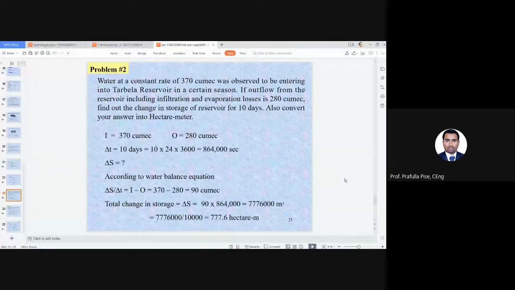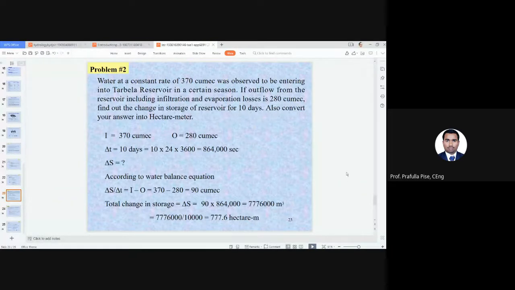Now we know I, which is 370 cubic. So I is here the input, and O is the output, which is 280 cubic. I for inflow, O for outflow, or you can say input and output. Now delta T is the time difference or duration, that is 10 days. Again you have to convert the 10 days into seconds, so 10 days times 24 hours times 3600 seconds, and you will get the time in seconds.